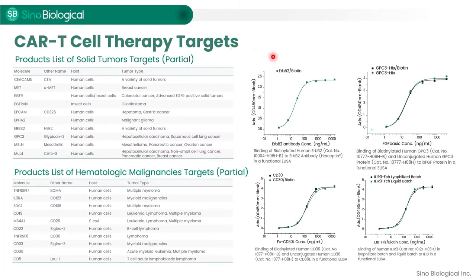CAR T cell therapy has been widely used in the field of cancer immunotherapy and clinical application, and Sino Biological has developed comprehensive molecules for both solid tumor and hematologic malignancies targets. We can also provide all the biotin-related proteins for the listed targets. The conjugated or unconjugated proteins have almost the same binding affinity to their antibodies.